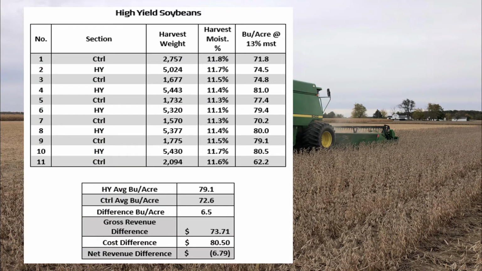Similarly, high yield soybeans yielded 79 bushels per acre, which is 6.5 bushels per acre higher than the control section. However, again, this gave a net loss of $6.79. There are several adjustments that need to be made on this program for next year to give us a positive ROI.